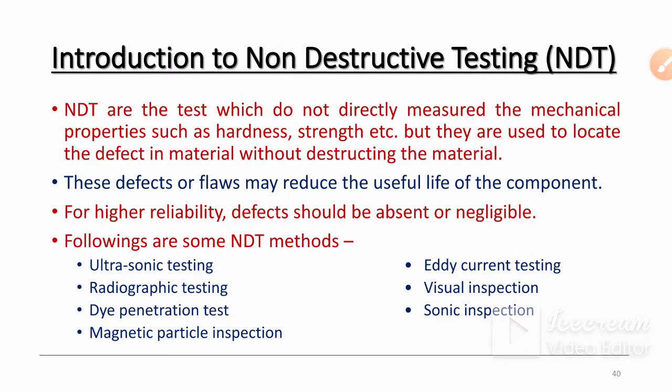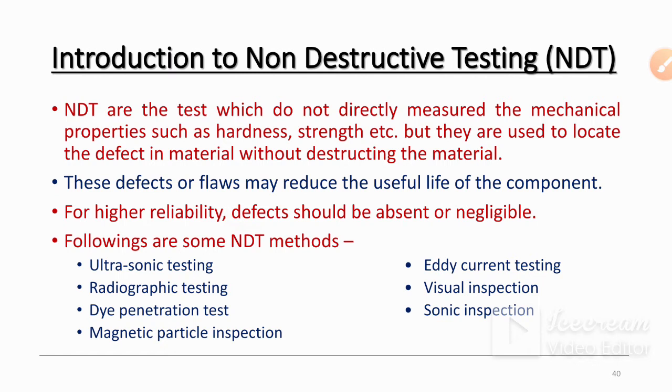So following are some NDT methods. There are a number of NDT methods available, but following are the most commonly used NDT methods. First is ultrasonic testing, then radiographic testing, then dye penetrant testing, then magnetic particle inspection, then eddy current testing, visual inspection, and sonic inspection. Okay, so these are the most commonly used NDT methods.